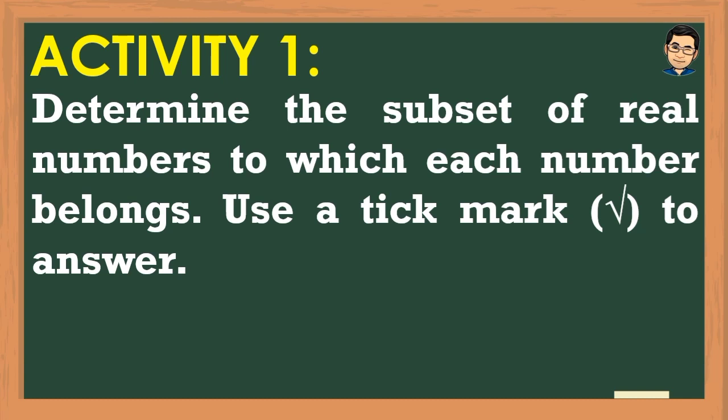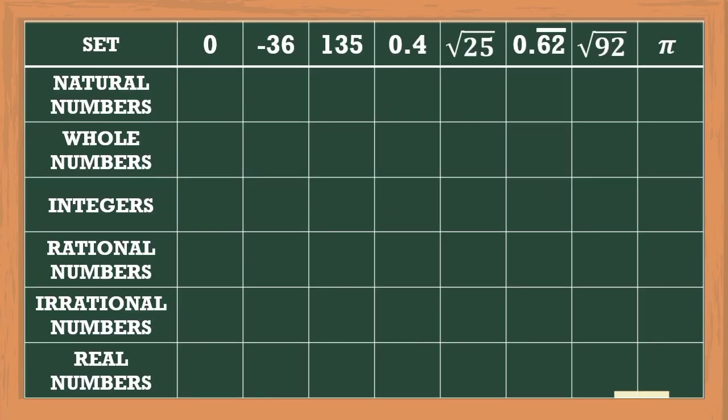So, let's start with 0. 0 is not a natural number, so it is not a counting number, because our counting numbers start at 1. Is it a whole number? Yes. An integer? Yes. A rational number? Yes. When the given number is already a rational number, of course, we can no longer classify it as an irrational number. And is it a real number? Of course.